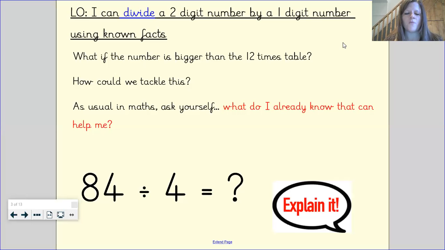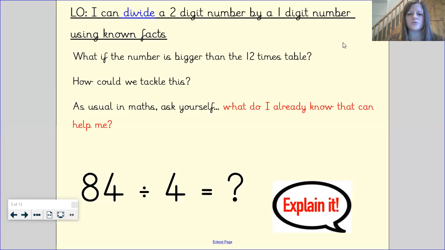So if our problem is in our 12 times table, then it seems quite straightforward. We can just use the inverse operation. But what if the number is bigger than in the 12 times tables? What if it's 14 times something? Or what if the number, like the one below, is 84 divided by 4? How could we tackle this?